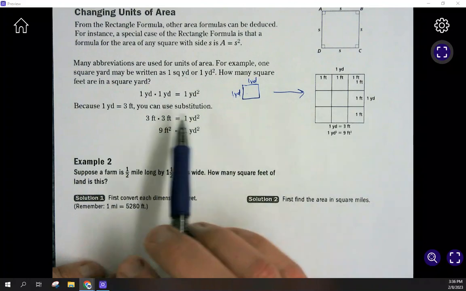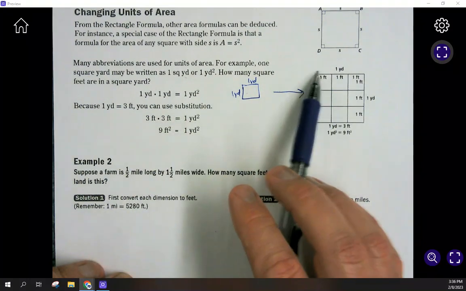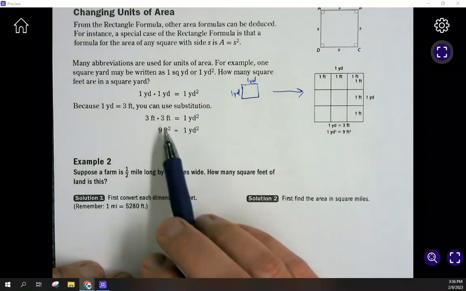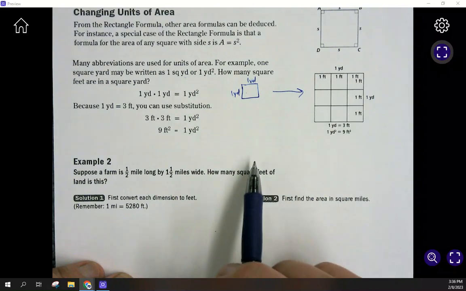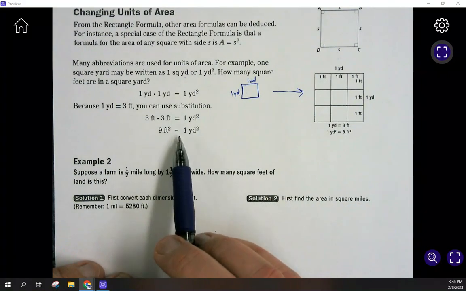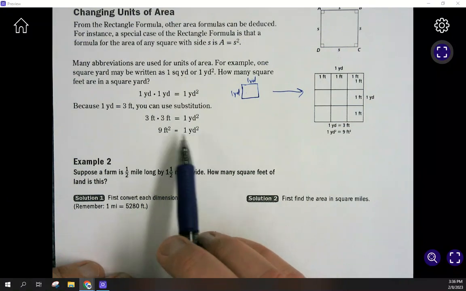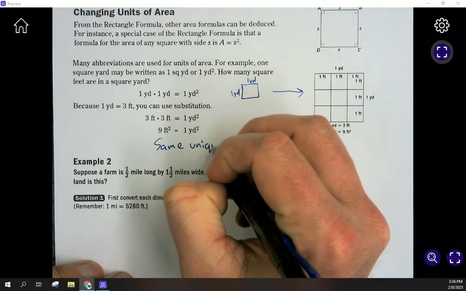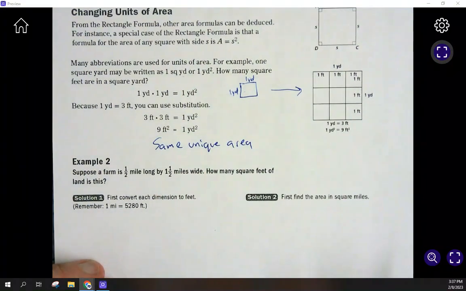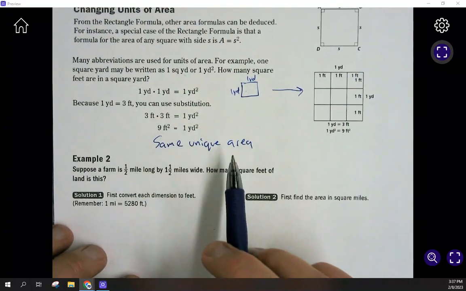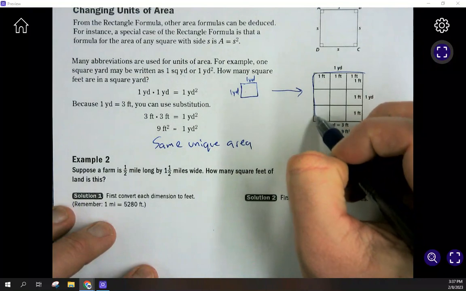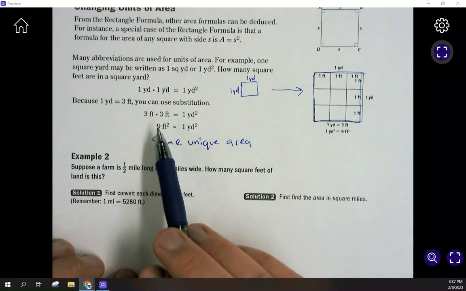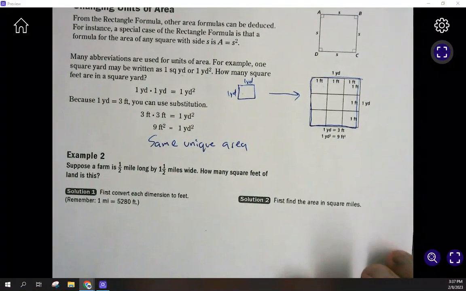3 across, 3 down. So 3 feet times 3 feet is the same as 1 square yard, as you can see in this picture. And so 9 square feet, because 3 times 3 is 9, and you can count, you've got 9 of them here, 9 square feet. 9 square feet is the same as 1 square yard. So this represents the same area. Okay, we're expressing it with different numbers, but it's the same area. This is 1 square yard. This is 9 square feet. Okay, I haven't changed the area. I'm just expressing it differently.